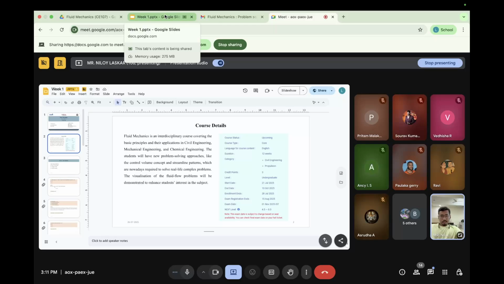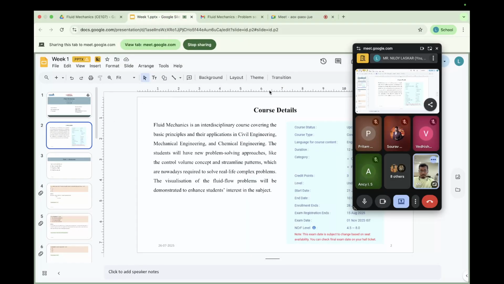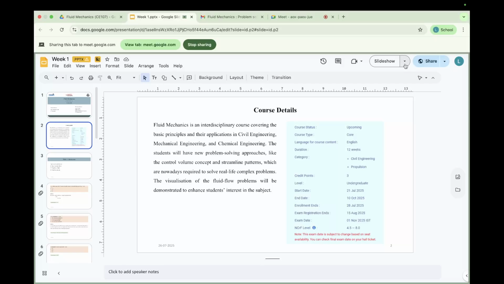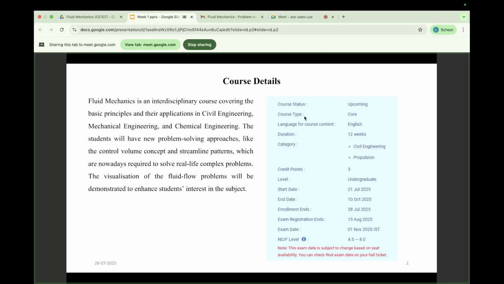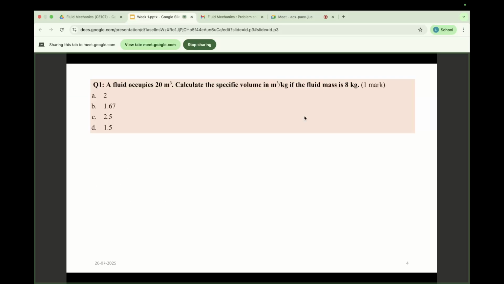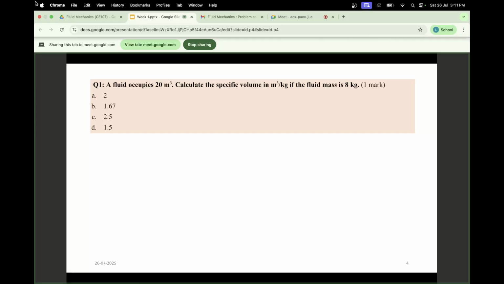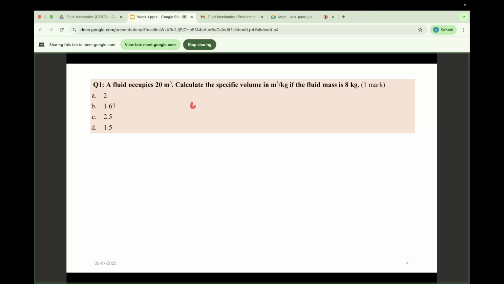So let us check this answer. Before answering this question, you need to know about the specific volume. So what basically is specific volume?